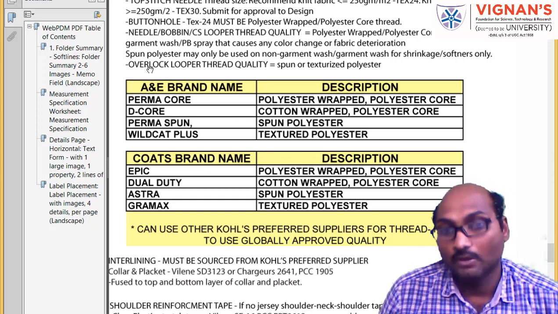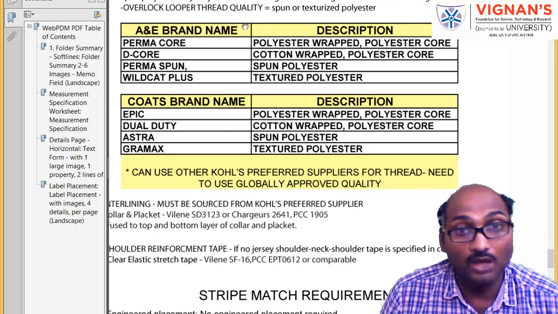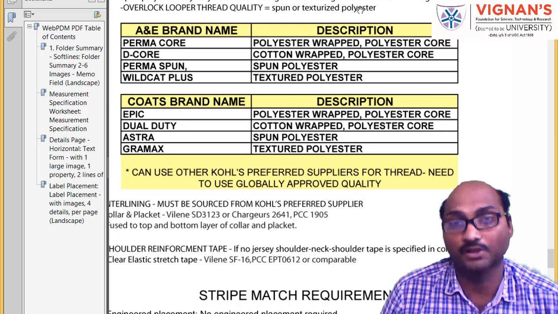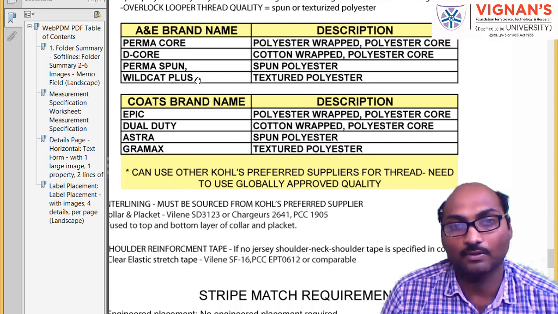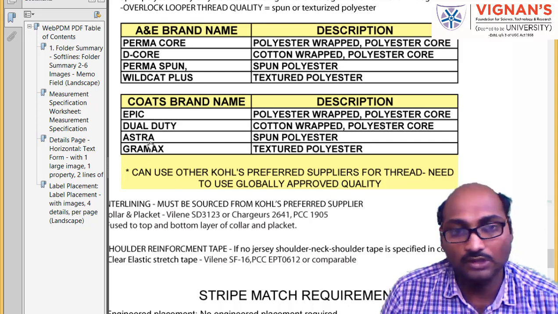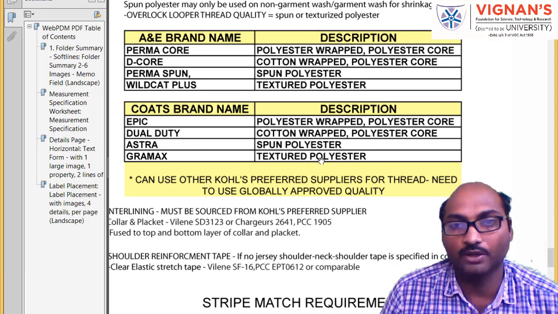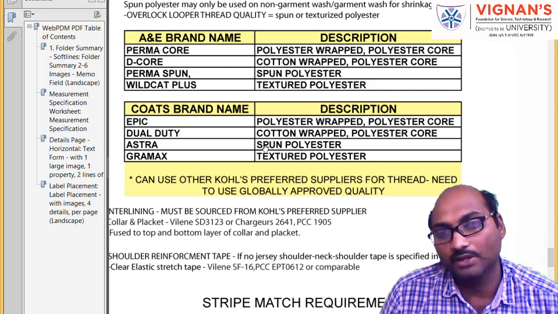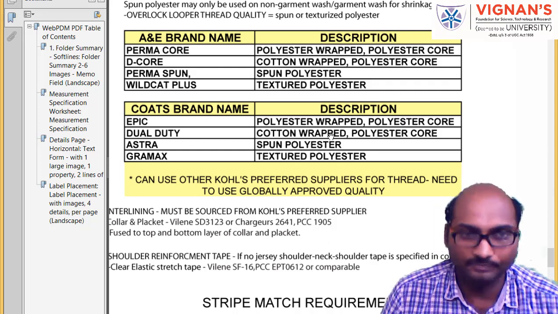Understood? In case of overlock, looper thread quality, for overlock, spun or texturized polyester. That means Permaspun or Wildcat Plus in case of A and E. In case of coats, Astra or Gramex. Gramex is nothing but a textured polyester. Spun polyester is less preferred, and instead of spun polyester, polyester wrapped and polyester core yarn is generally preferred.